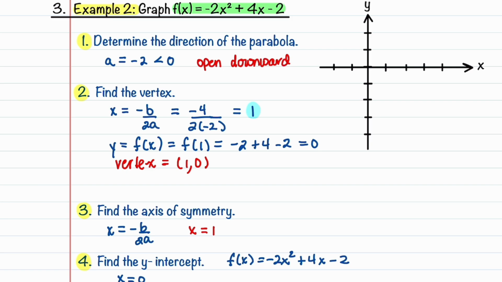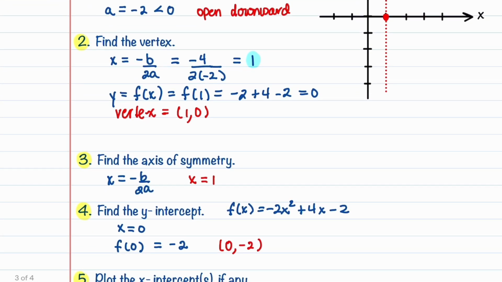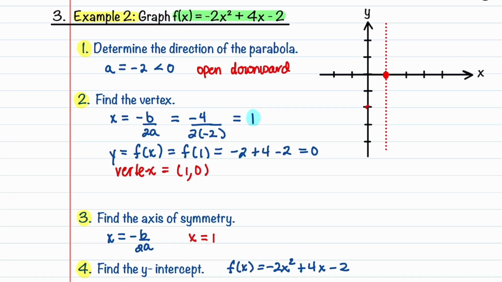Let's start by graphing our vertex. Our vertex is at the point (1, 0), so we'll put a circle here. Then we can plot the axis of symmetry, which is x is equal to 1. We'll next put down our y-intercept. That is at the point (0, minus 2).